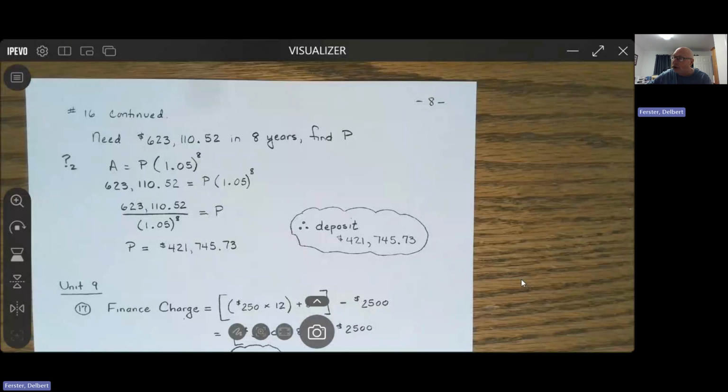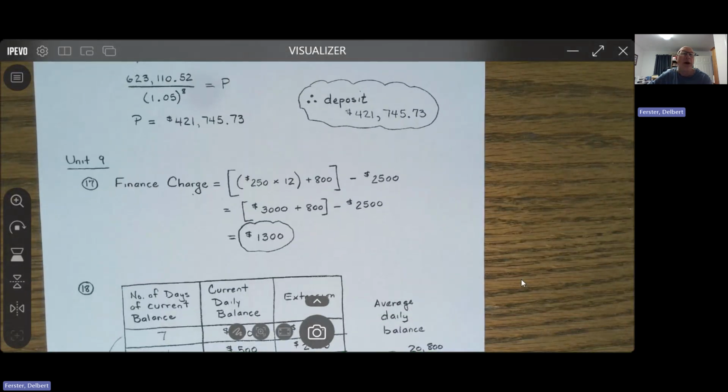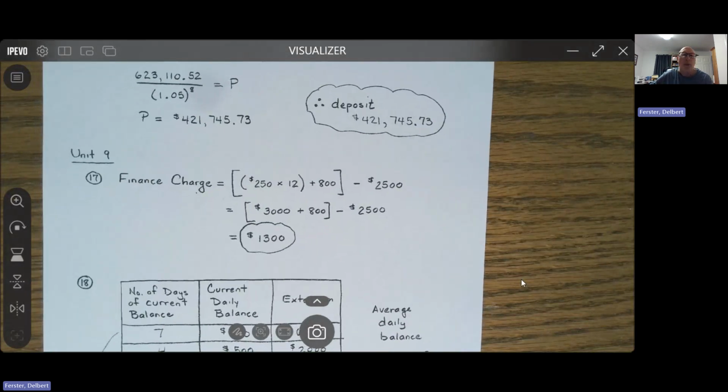Okay, Unit 9 starts with problem number 17. All right, now this is a pretty straightforward problem. You've got a down payment of $800 and you're affording a payment of $250 each month for 12 months. Now, if you paid cash, you can make the purchase for $2,500. The problem says if you don't pay cash, how much is your finance charge? How much extra will you pay by making your down payment and series of monthly payments?